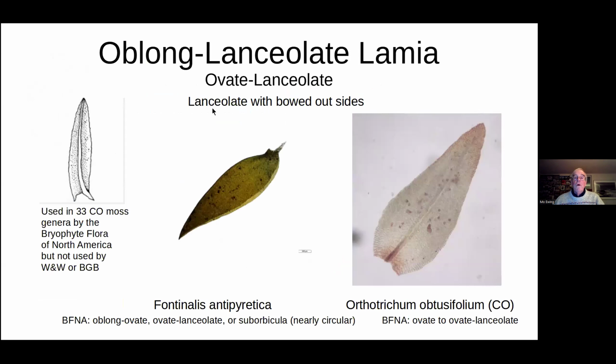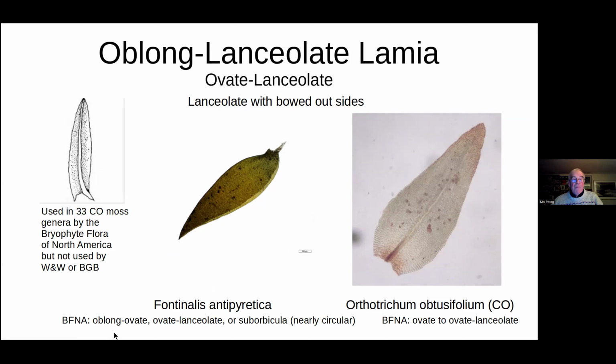Okay, so moving along, we go into oblong lanceolate, sometimes called ovate lanceolate. And all that is lanceolate with bowed out sides. So it's kind of fatter, and it runs. This is a better illustration of that. Rather than being wide at the bottom and then gradually getting smaller to the tip, it bows out in the middle. And this Fontinalis is a good example of that.